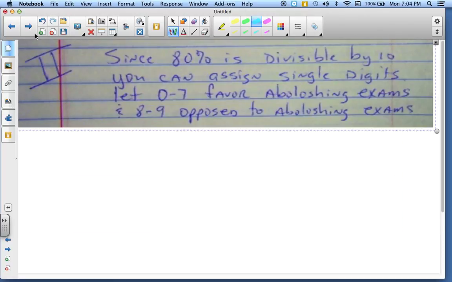Then, the next step is that we have to assign the digits. Because we have 80%, remember we talked about that today: if it's 80% or divisible by 10, we can use a single digit. So it's divisible by 10, and we're going to assign single digits. We're going to let 0 through 7 equal favoring abolishing exams, and 8 through 9 opposed to abolishing exams. So this is assigning the digits to our successes, or to the outcomes. So here are our two possible outcomes.